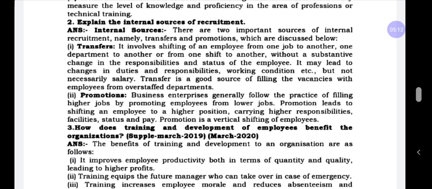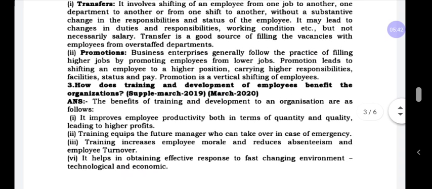That means transferring of an employee from one branch to another branch or one department to another department. It is called transfer. And also you can check that there is no change in the salary or responsibility or status. As it is, whatever salary you are getting in a Bangalore company, the same salary you are going to get in the Tumakuru branch. It is called transfer.